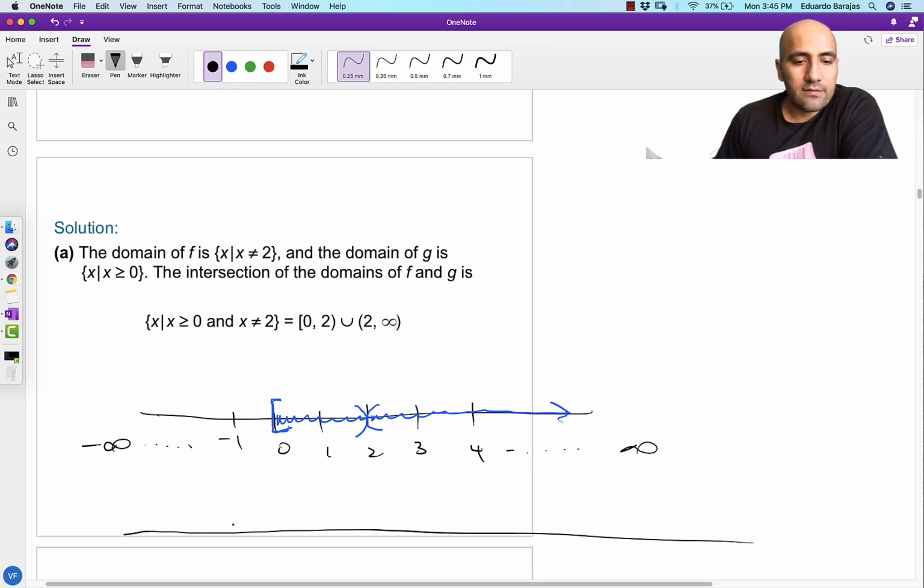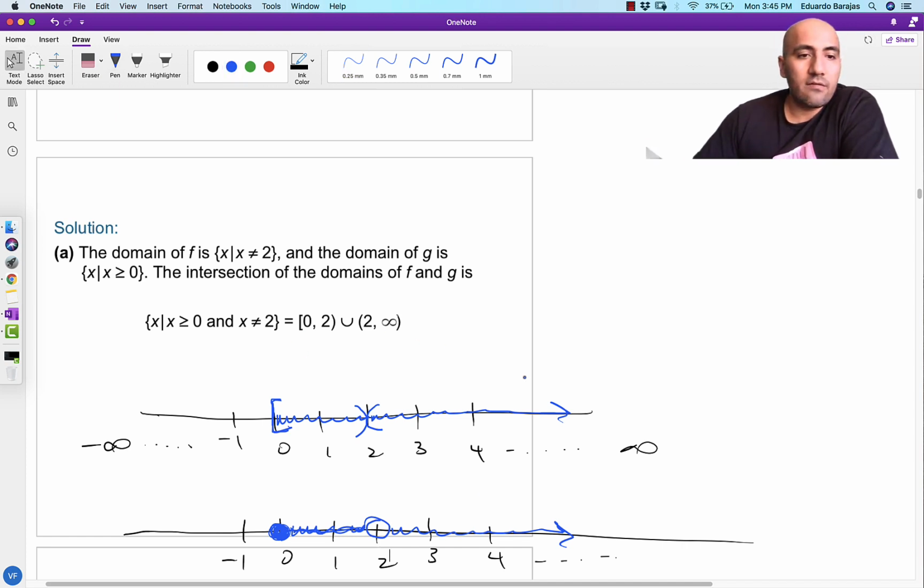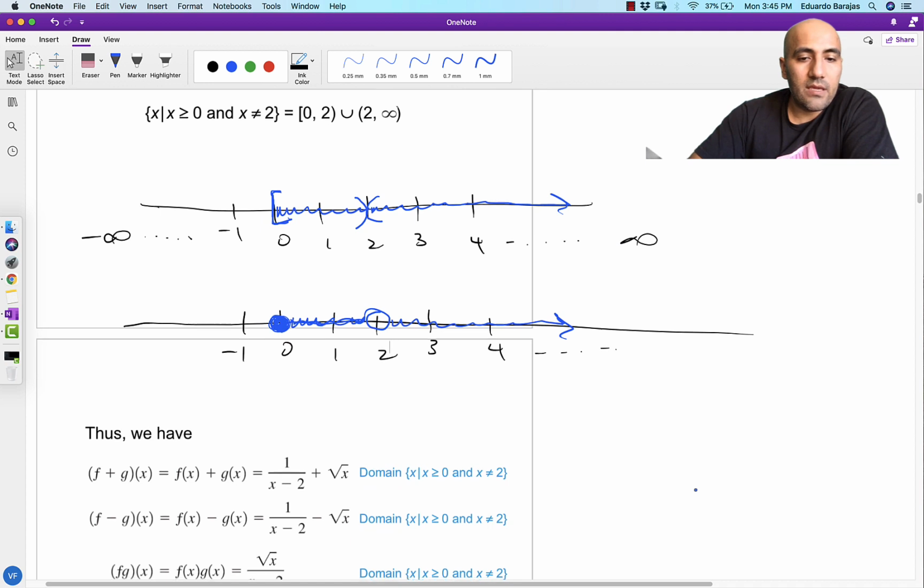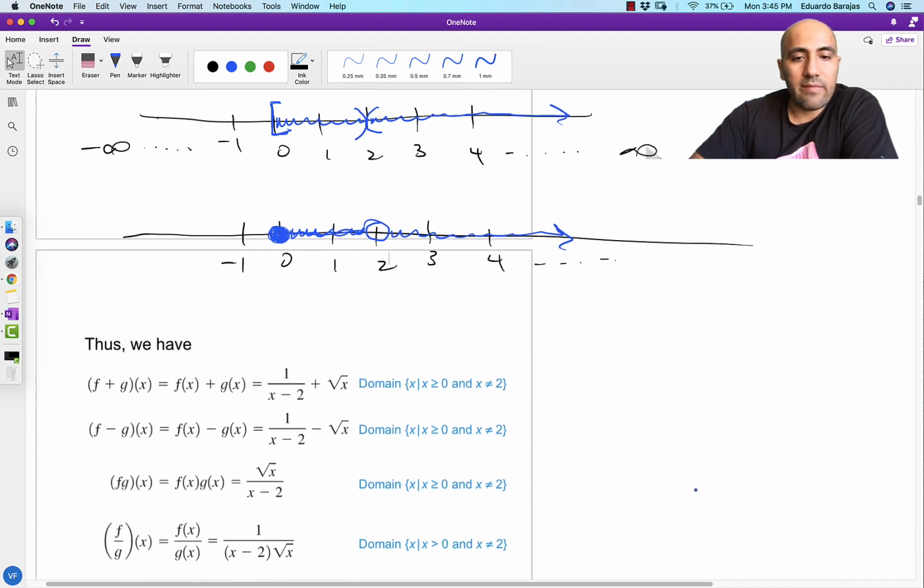So let's use the circle thing. -1, 0, 1, 2, 3, 4, and so on. Okay, so another popular illustration is to use the circles. So we want a closed circle at 0, and then we want an open circle at 2, and then we want to draw in everything in there, and then everything out there. So here's a graphical description of our domain. And it's going to be the same domain for part A, part B, and part C. All of them have the same domain.